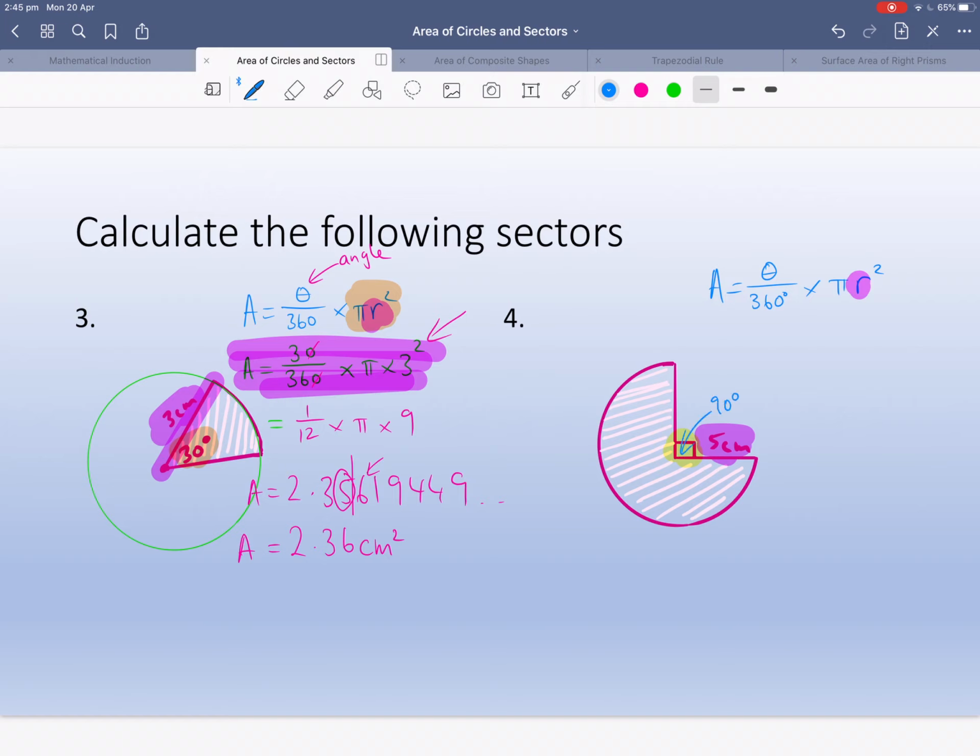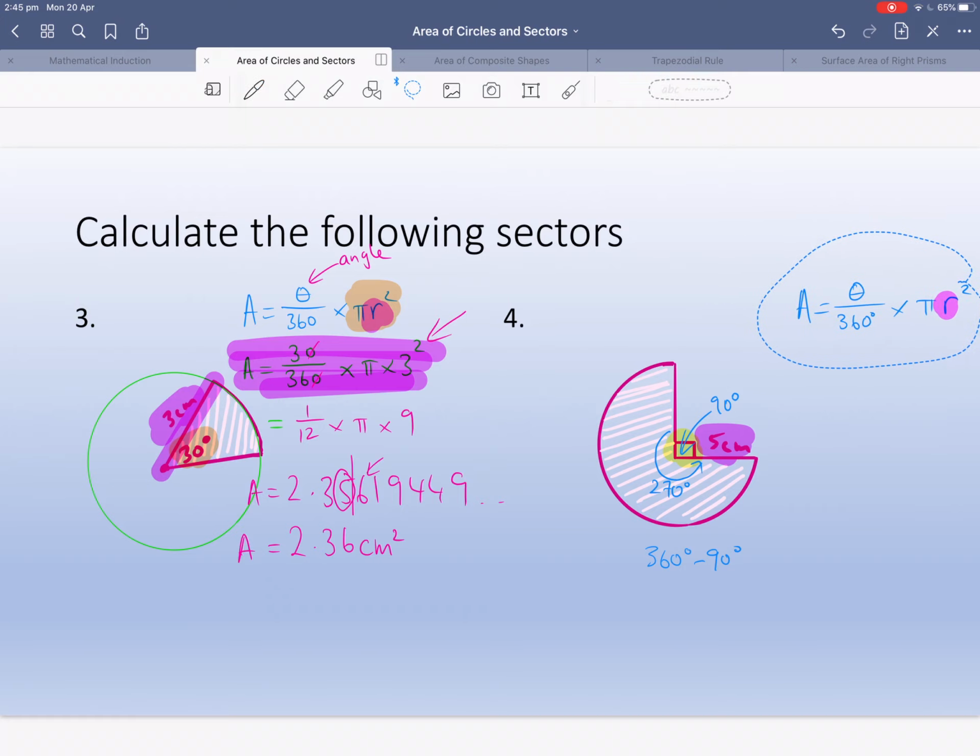Our angle is not 90 degrees. Our angle is this bit here, all right? Now, what it will be is 360, because that's a whole circle, all right? Minus 90, all right? Because we want to find out how much this is, and it actually will be 270 degrees. So let's keep going with it. I'm going to move this guy along about here. So it's going to be 270 over 360 times pi times 5 squared.